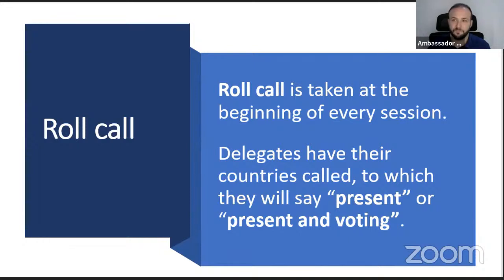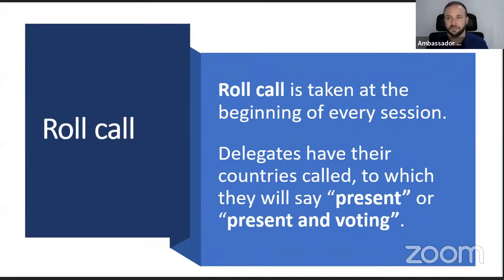Jordan, are you here? All right, I guess Jordan is not present and voting at the moment. Somalia. Present and voting. Syria. Present and voting. Saudi Arabia. Present and voting. South Korea. Present. Turkey. Present and voting. United States of America. Present and voting. United Kingdom. Present and voting. Wonderful. We have 12 delegates present.